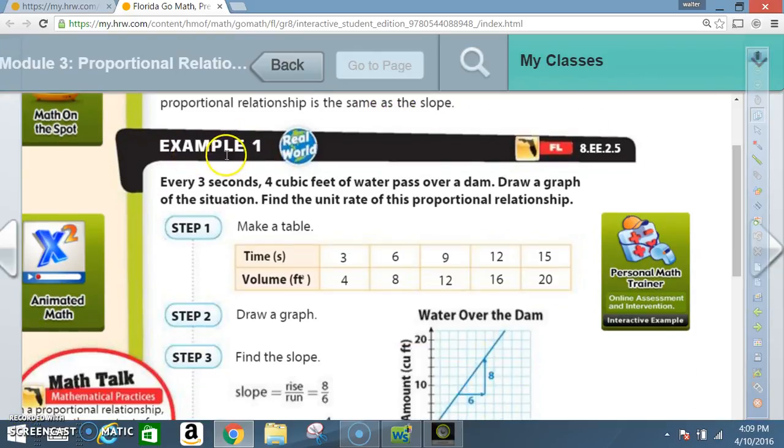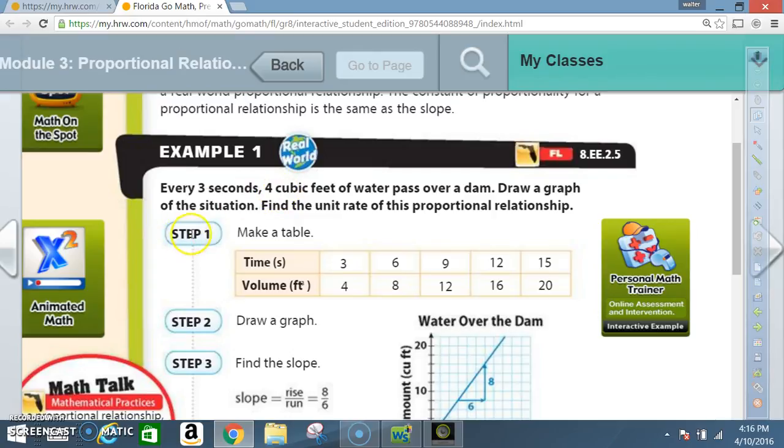Example 1, based on the previous video. Every 3 seconds, 4 cubic feet of water pass over a dam. Draw a graph of the situation. Find the unit rate of this proportional relationship.